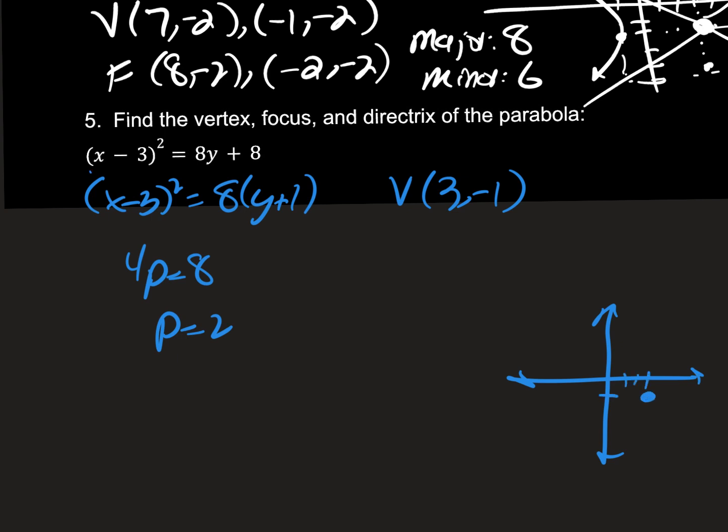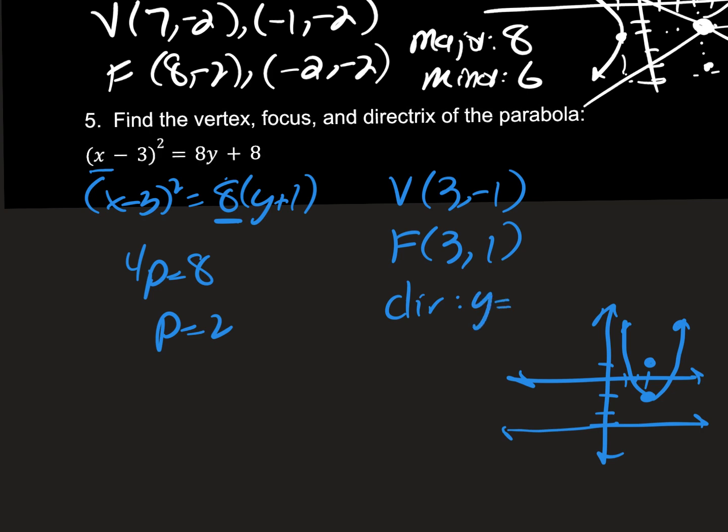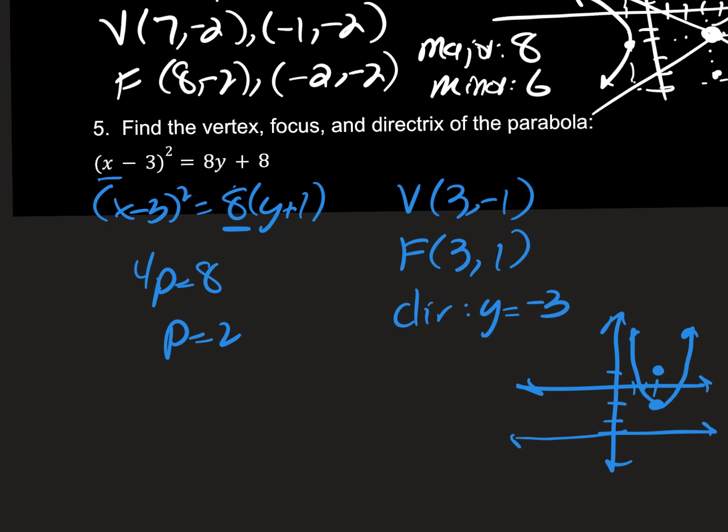And because the 8 is 4p and it's in front of the y, it means it opens up like the y-axis does. And because p is 2, the focus is going to be 2 above the vertex. If I go 2 up from 3, negative 1, it's going to be 3, positive 1, which means the directrix would be 3 below down here. And if I go 3 below, I'm going to get y equals negative 3. And there's my 3 answers. But you had to put it in the right form first.